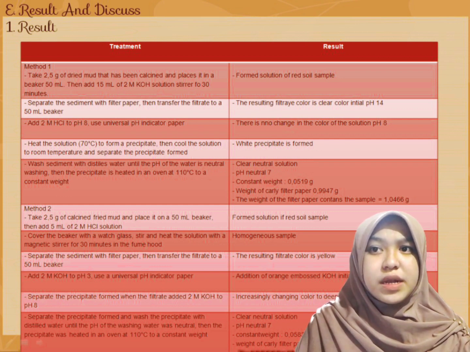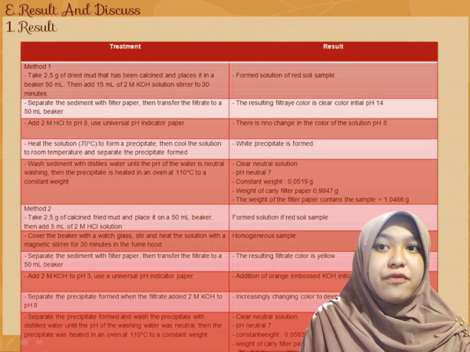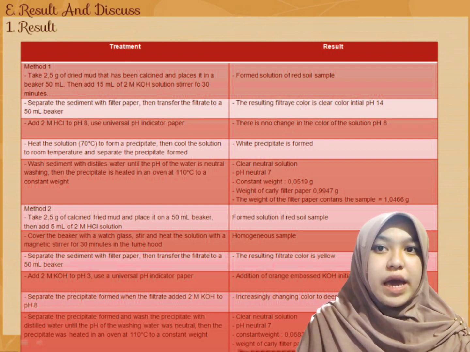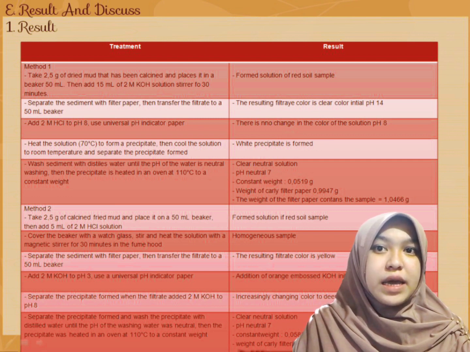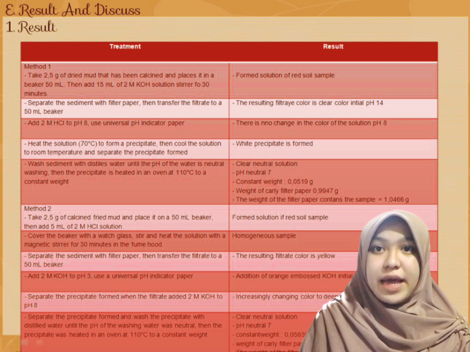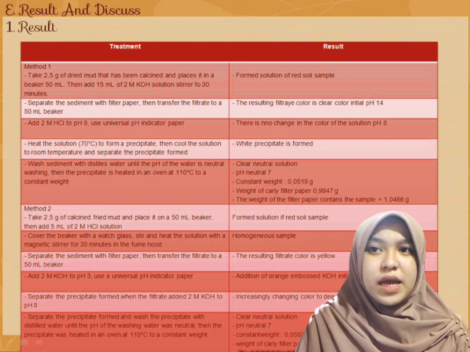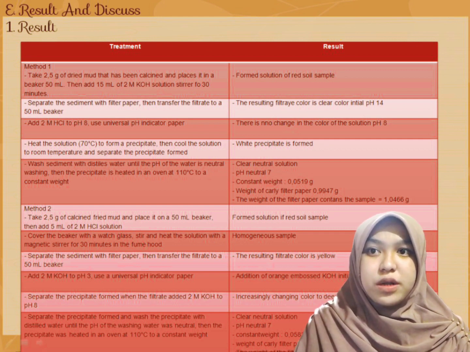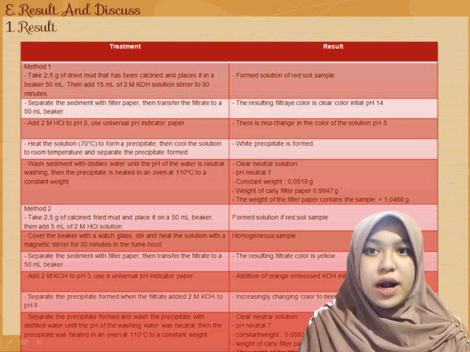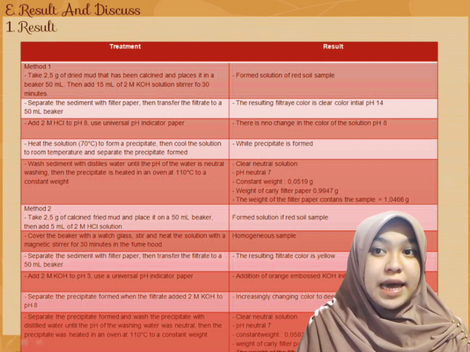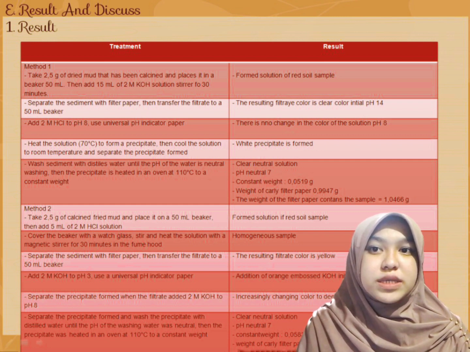And separate the precipitate formed with the filter paper. Add 2 molar KOH to pH 8. Result: the color increasingly changes to deep orange at pH 8. And separate the precipitate formed and wash the precipitate with distilled water until the pH of the washing water was neutral. Then the precipitate was heated in the oven to constant weight.